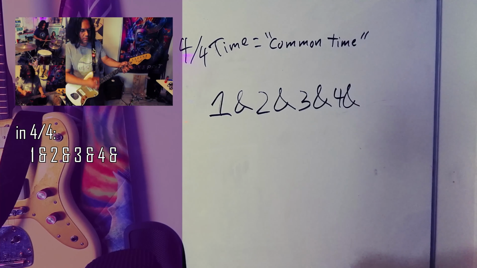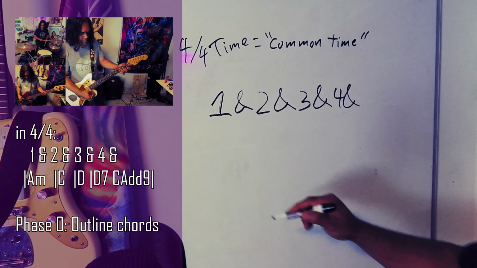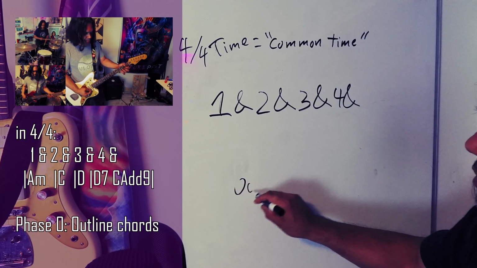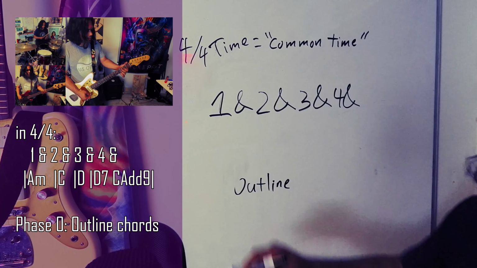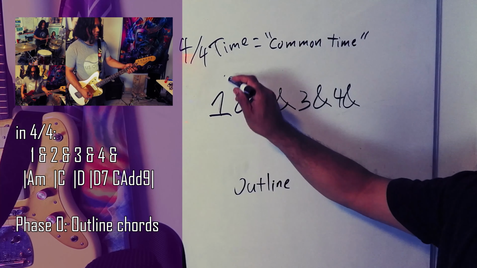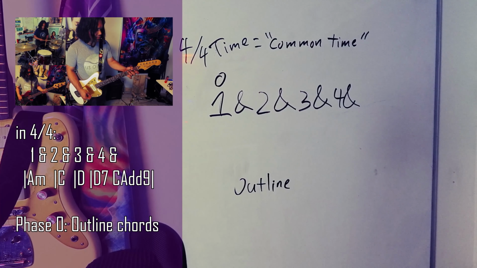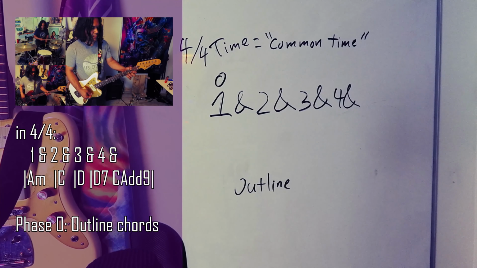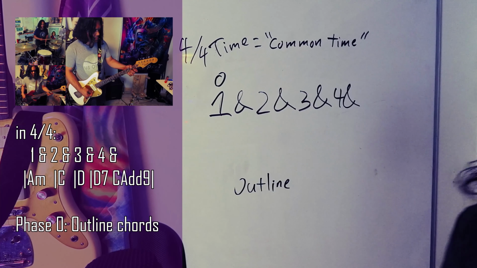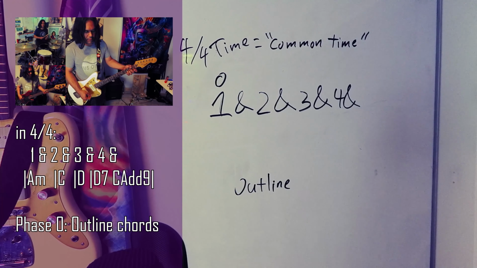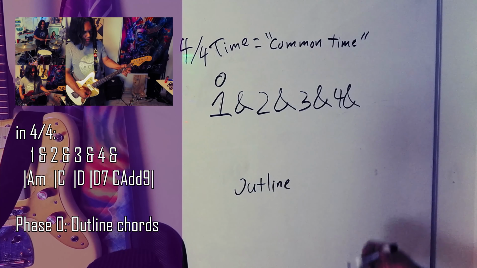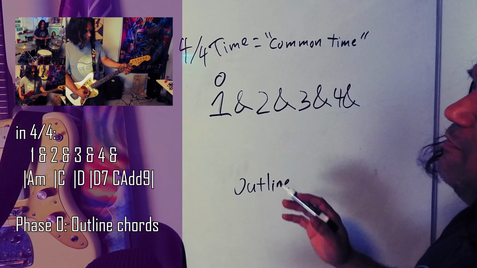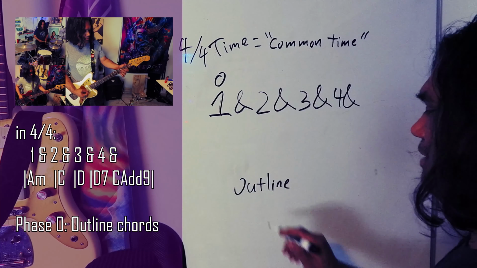And the simplest thing that we can do with this is just outline the chords. And usually what that means to me is that you're just strumming the chord when the song switches to it. So usually that'll be on the one of any particular bar when you're switching chords, depending on the type of song. But that's a very common thing that you can do. That's phase 0, the outline.